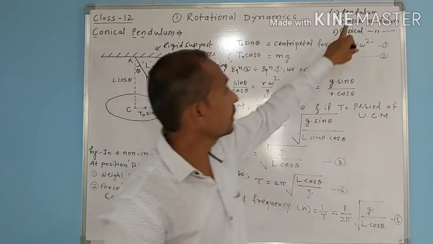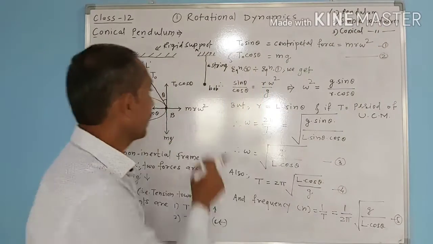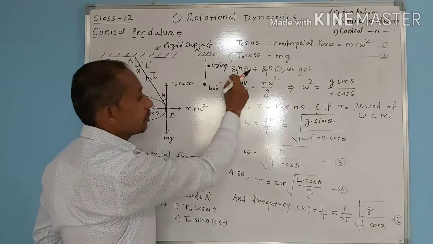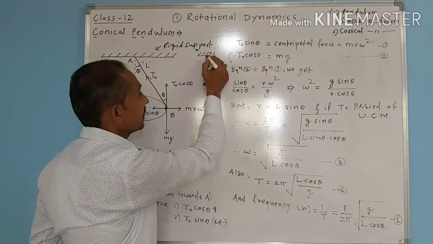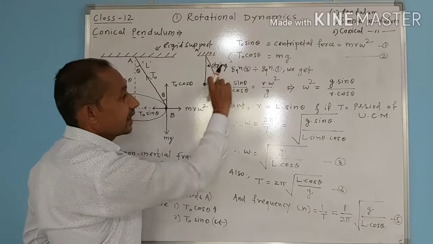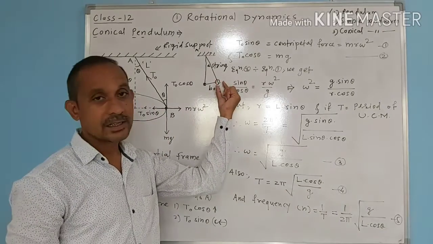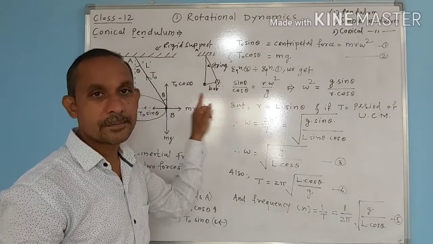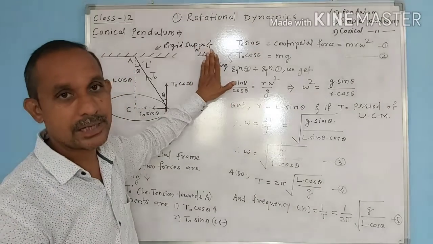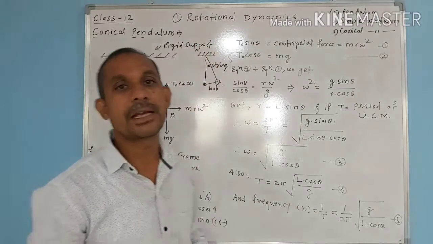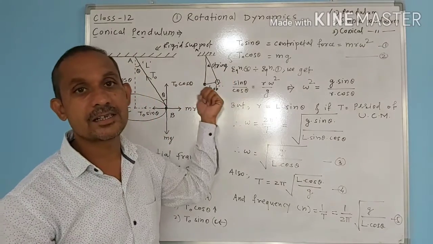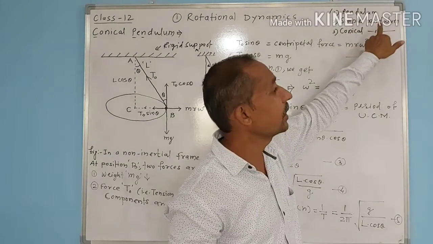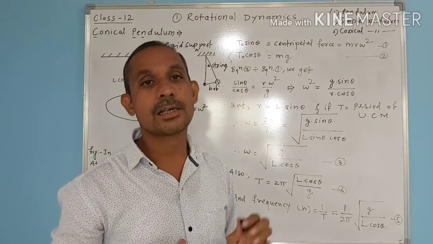And then what is meant by the simple pendulum? When the bob is displaced to this side and then released, it will oscillate in a single vertical plane. Such an arrangement is called the simple pendulum.